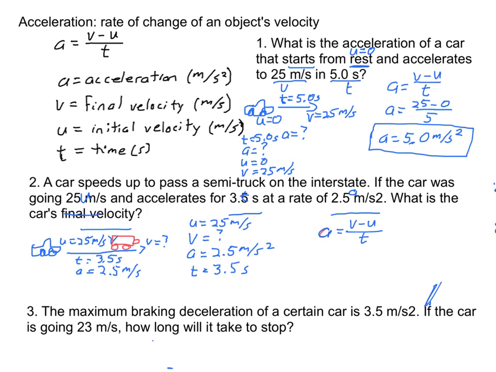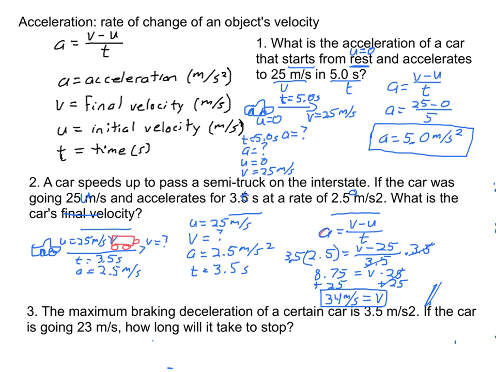Substitute in and solve. First step here is to multiply the 3.5 over to the other side. And now add the 25 over. And I come out with 33.75, but I only have 2 significant figures from all of the initial given variables in the problem. So I have to round 33.75 to 2 sig figs. It becomes 34. Units for final velocity, units for velocity, is meters per second.